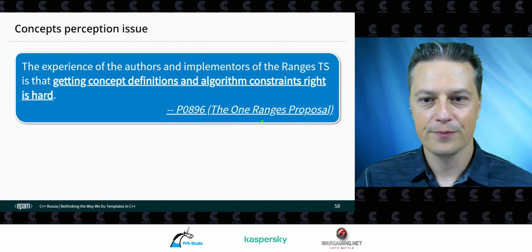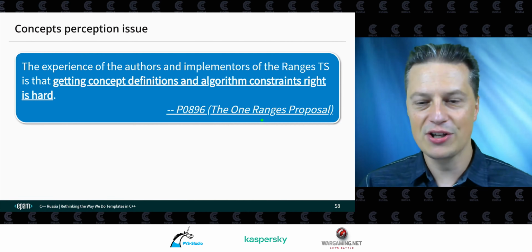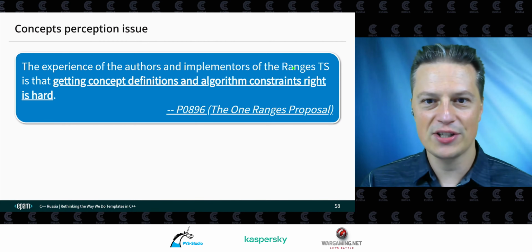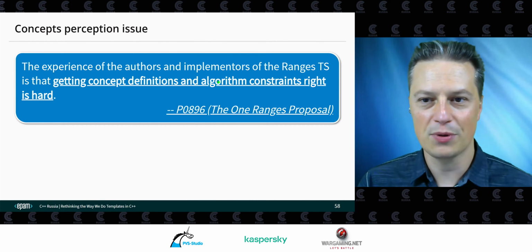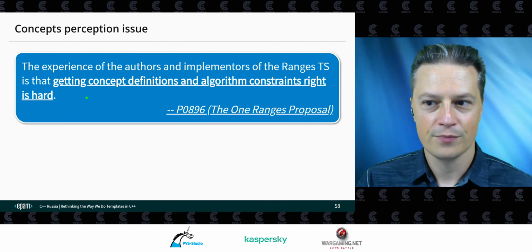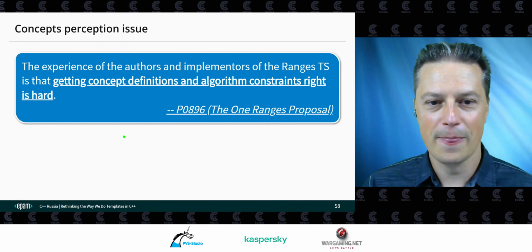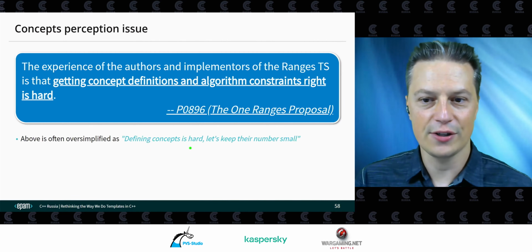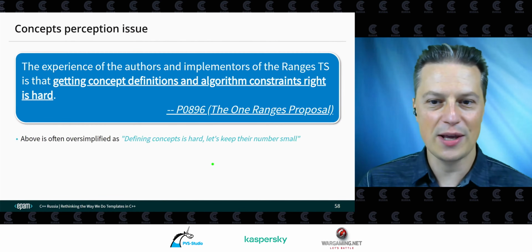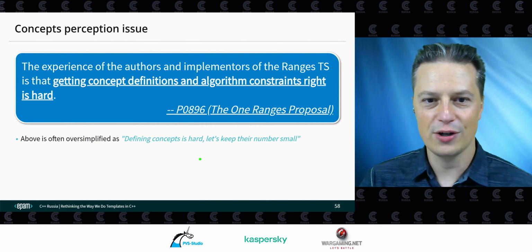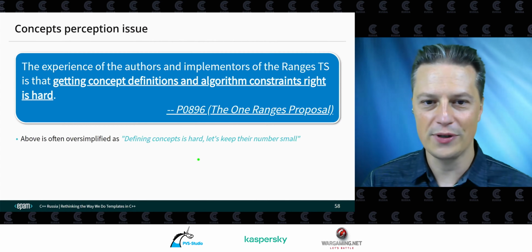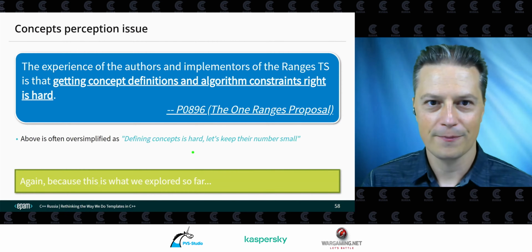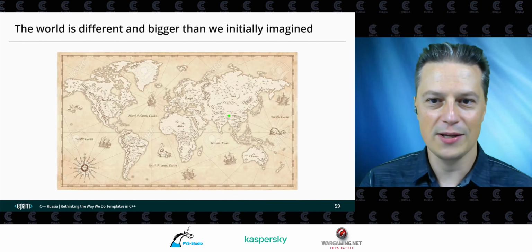The one ranges proposal, the document that basically put ranges to the standard paper, said that the experience of the authors and the implementers of the ranges TS is that getting concept definitions and algorithm constraints right is hard. That is why we often hear that we should limit number of concepts, that defining them is hard, and that we cannot change them after they are defined. So let's better refrain from doing this. But I would say, again, because this is what we explored so far, the world is bigger, and actually we know it better right now.